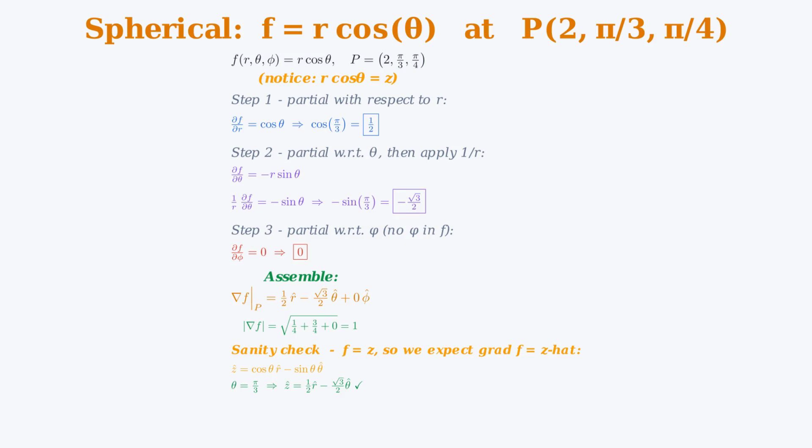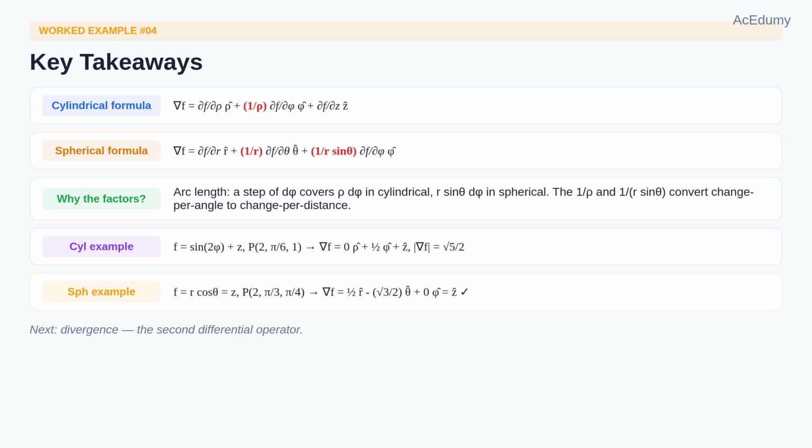Sanity check time. We claimed nabla f equals z hat. To verify, expand z hat in spherical unit vectors. The standard identity says z hat equals cosine theta r hat minus sine theta theta hat. At theta equals pi over 3, that is 1/2 r hat minus root 3 over 2 theta hat. Exactly what we got.